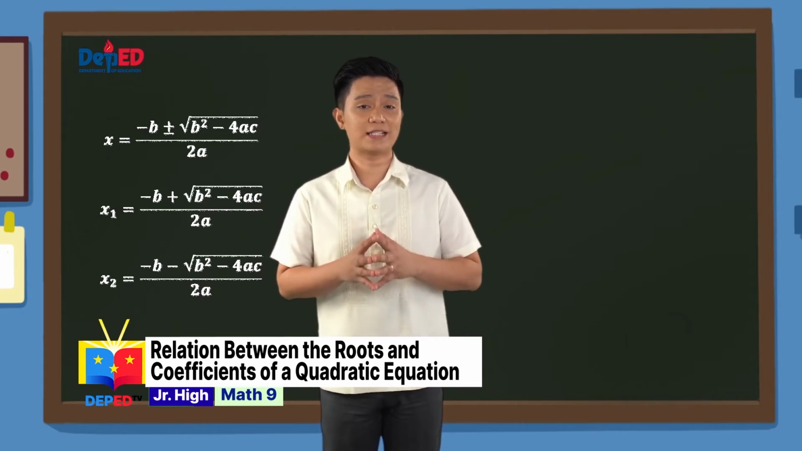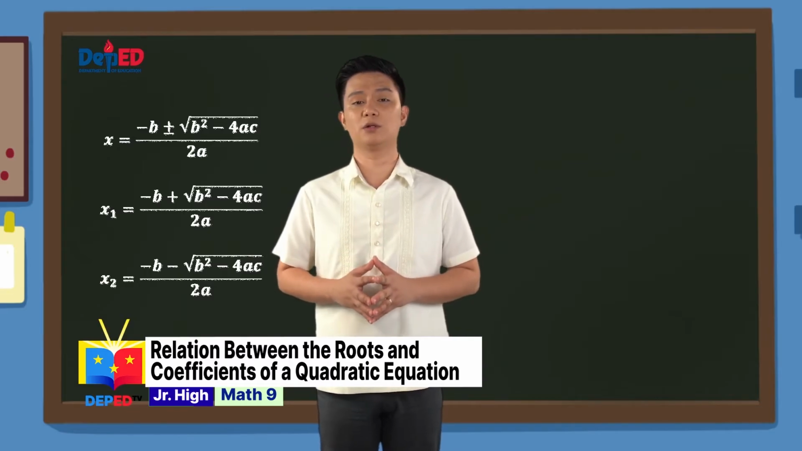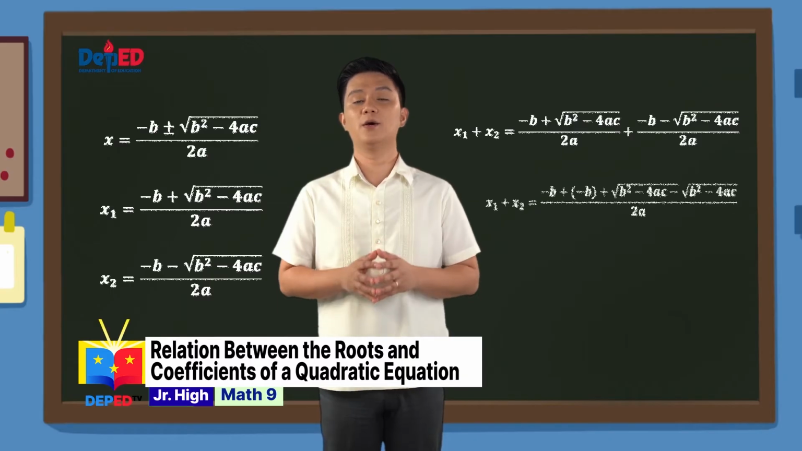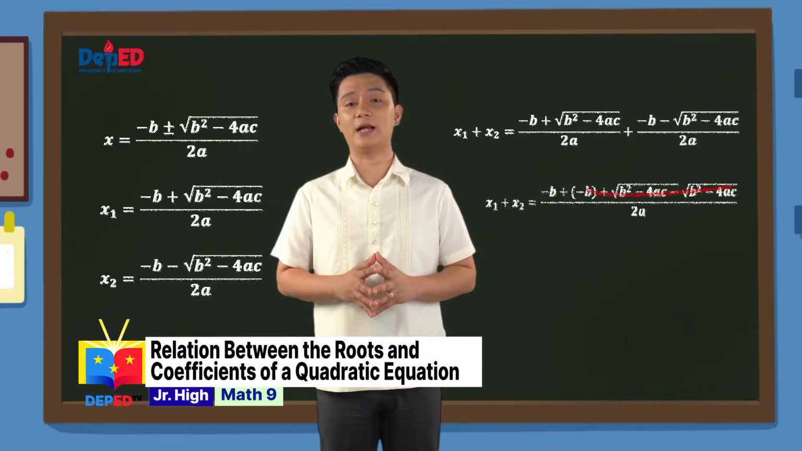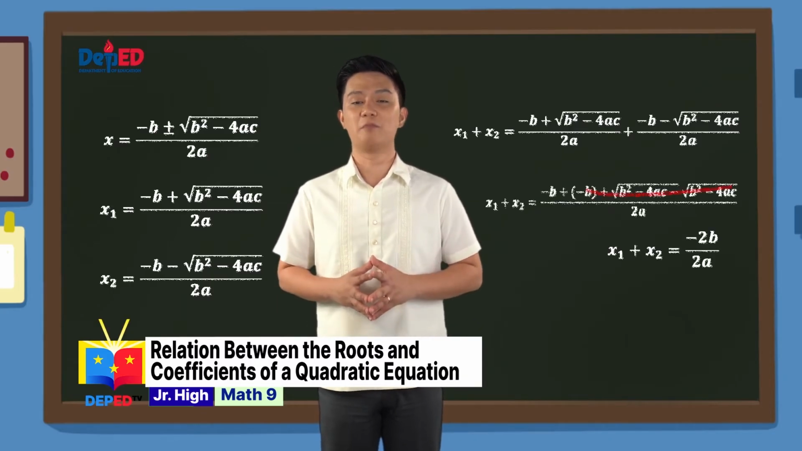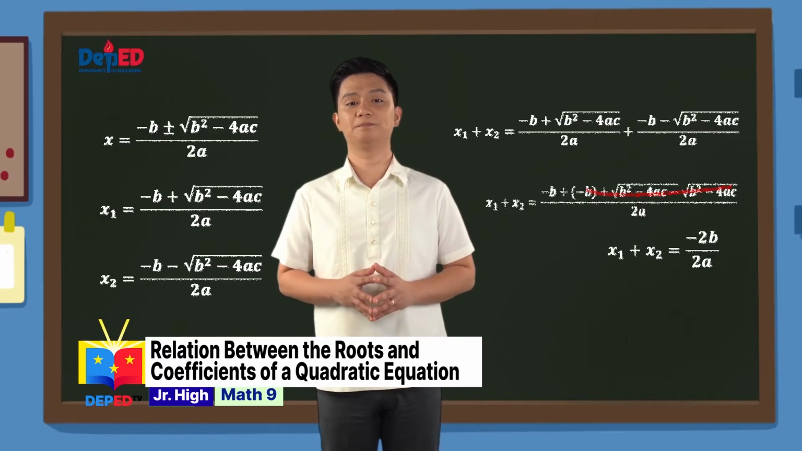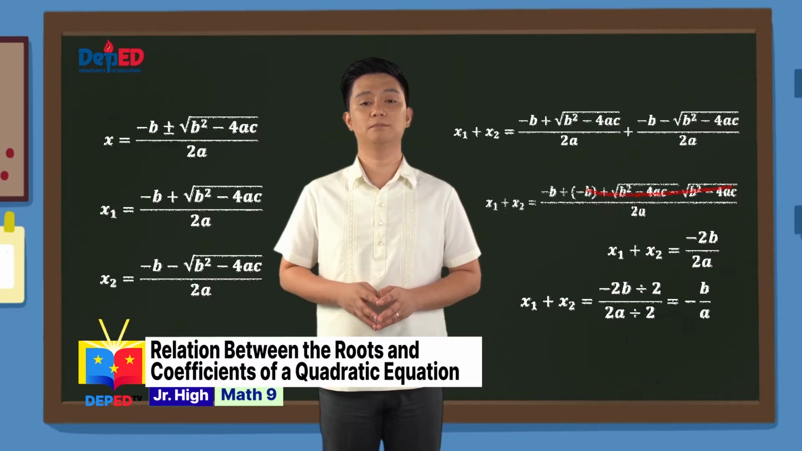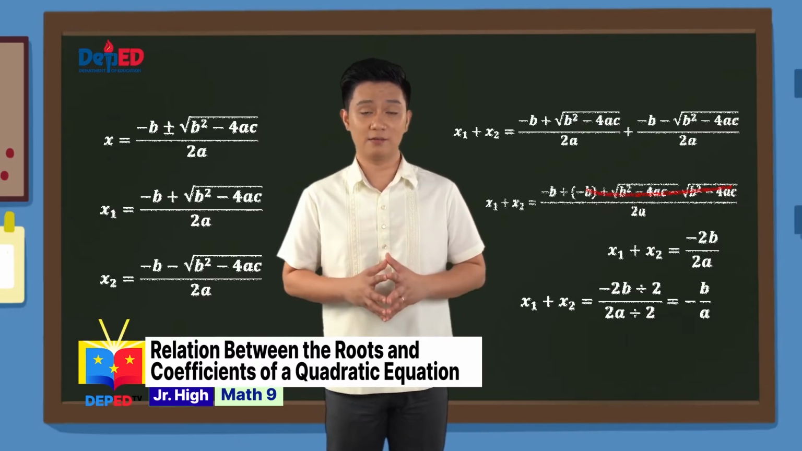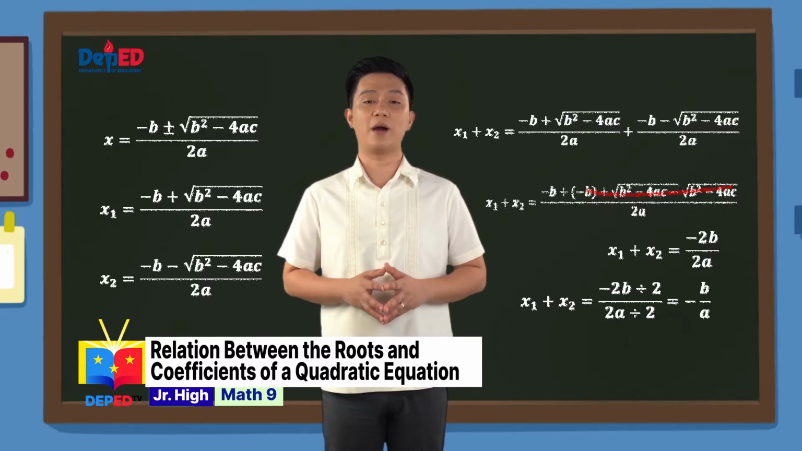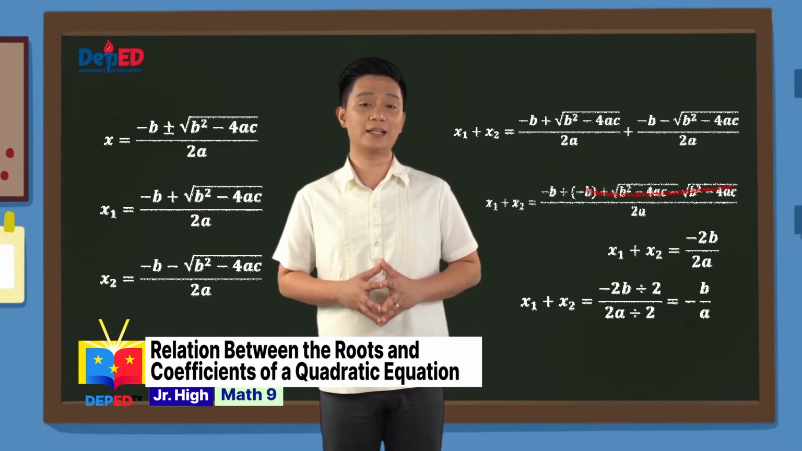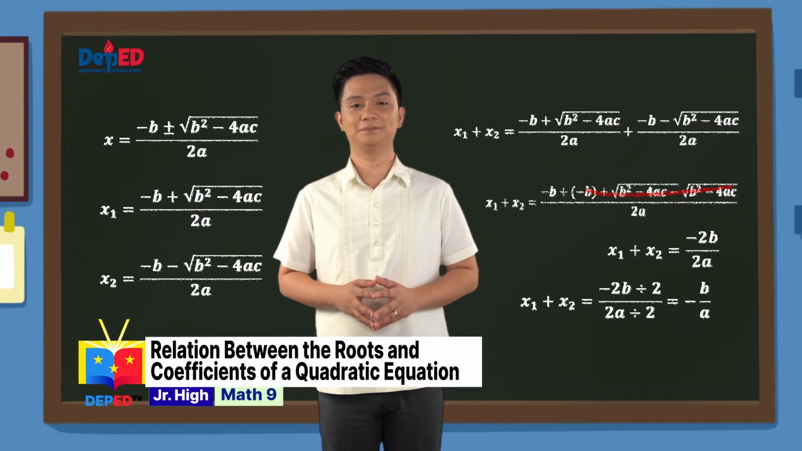So, what is x sub 1 plus x sub 2 equal to? Since they have the same denominator, we copy this common denominator and then add the numerators by combining similar terms. Then, we simplify further. So, we have obtained that the sum of their roots denoted by x sub 1 plus x sub 2 is indeed equal to the negative of b over a.